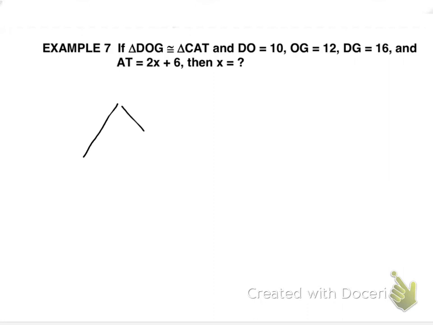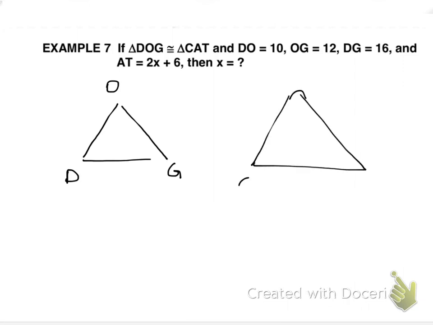DOG, and we have triangle C. Now mine are not congruent, but we're assuming they're congruent because we're told that they are. DOG is congruent to triangle CAT. DO is 10. OG is 12. And DG is 16. Okay. AT is 2x plus 6.